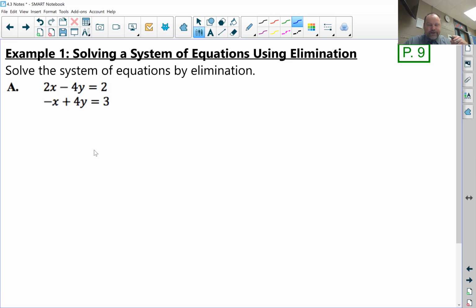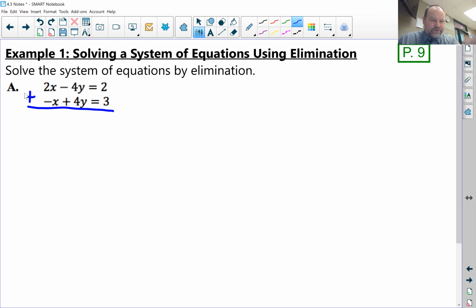It then said we wanted to get either the x or the y coefficients to be the opposites. In this case, my y's are already opposites. I don't need to do any multiplying to get opposites. They're already opposites the way they are. So I can go right to step 3 and add.